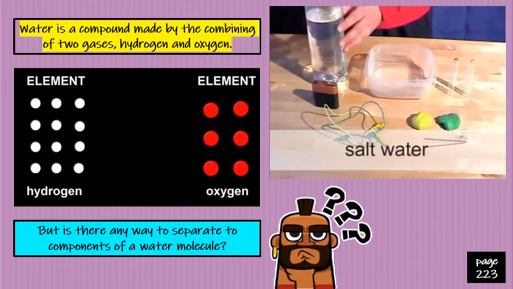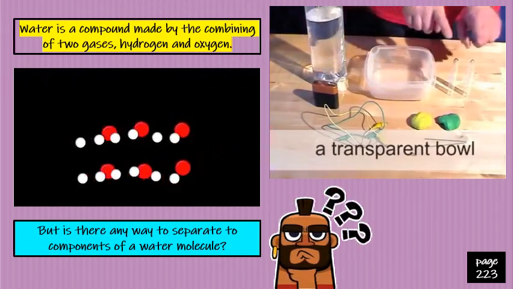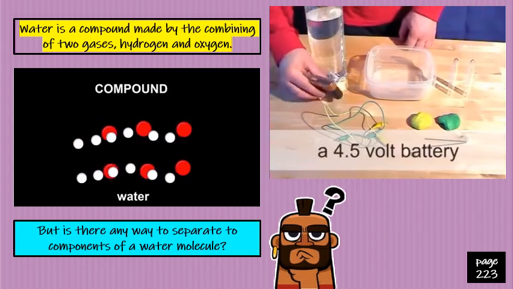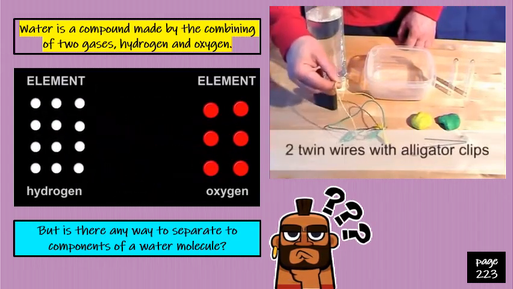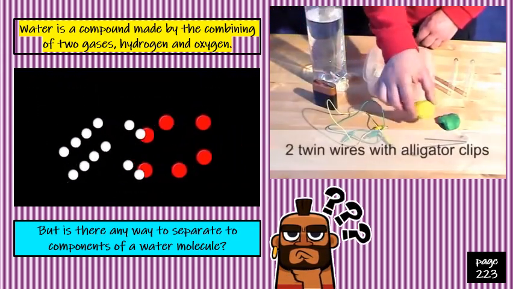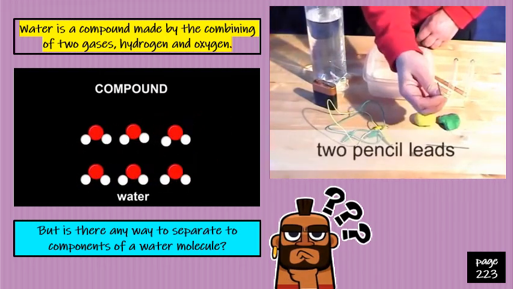Salt water, a transparent bowl, 2 glass test tubes, a 4.5 volt battery, 2 twin wires with alligator clips, colored plasticine, 2 pencil leads.